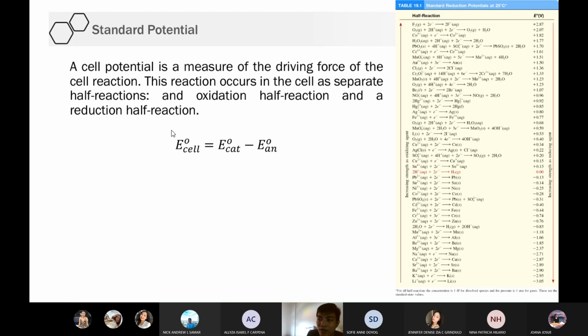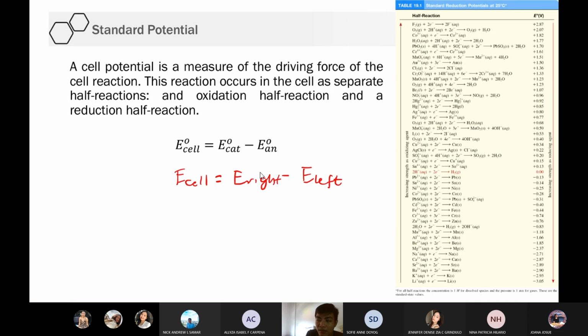And the equation to be used to solve for the potential of the cell is this one: E cell equals E cathode minus E anode. Sa libro, nakasulat dyan ay E cell equals E right minus E left. Yan yung ituturo ng ibang teacher. Okay? But ako, I prefer the cathode minus the anode para mas clear. Kasi ano yung right, ano yung left. Mas maganda kung alam nyo kung ano yung nasa right, ano yung nasa left.